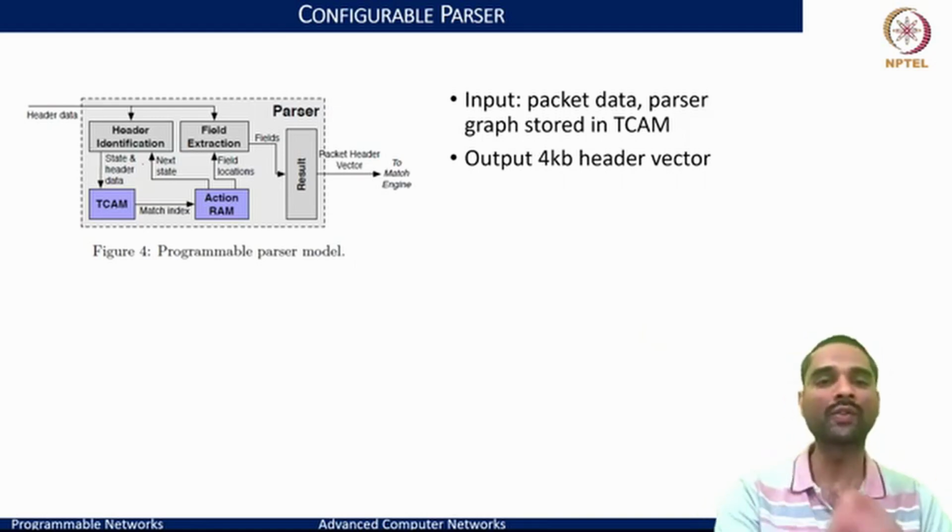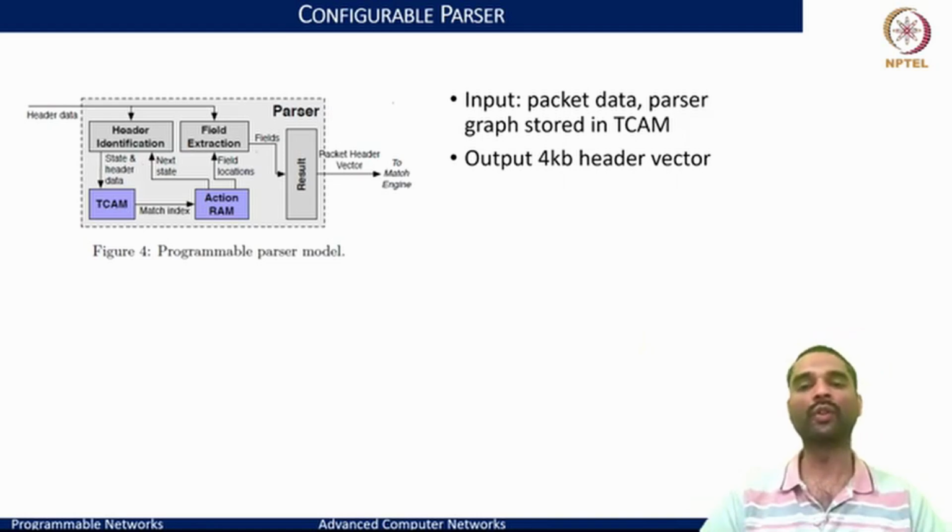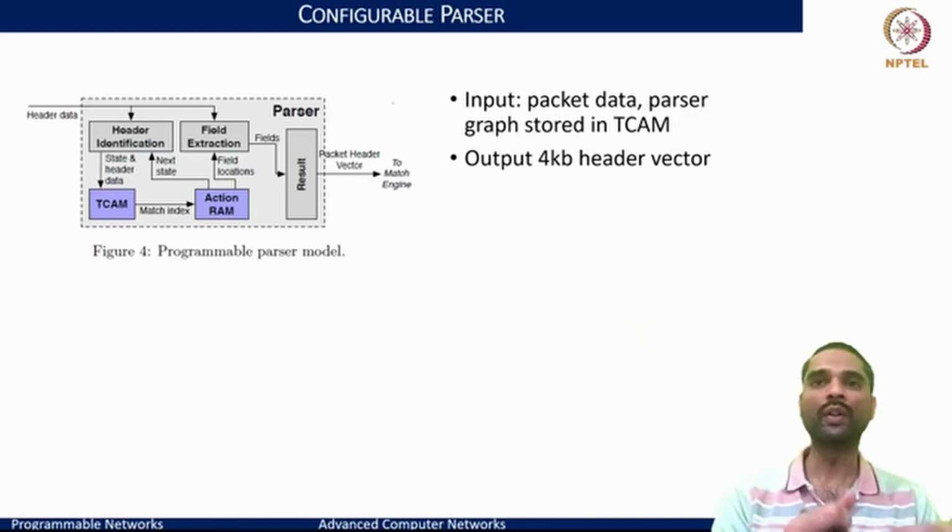And as the fields get extracted, they are going to be written into this packet header vector, which would then be sent to the match action. And in general, this loop repeats to parse each packet and do the parsing repeatedly for the set of packets till you extract all the headers.